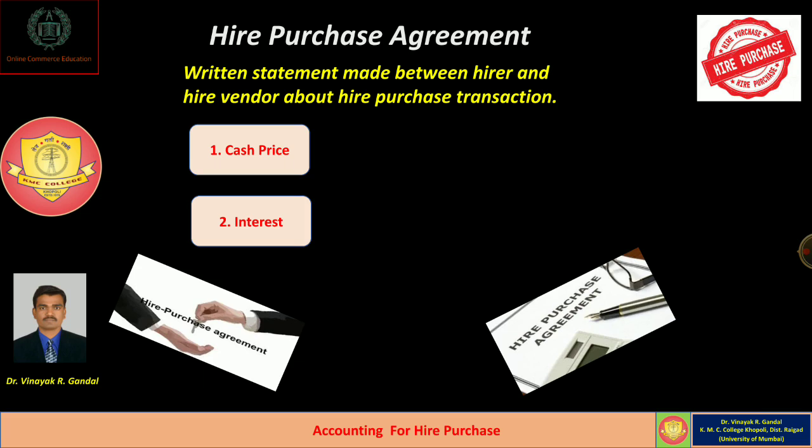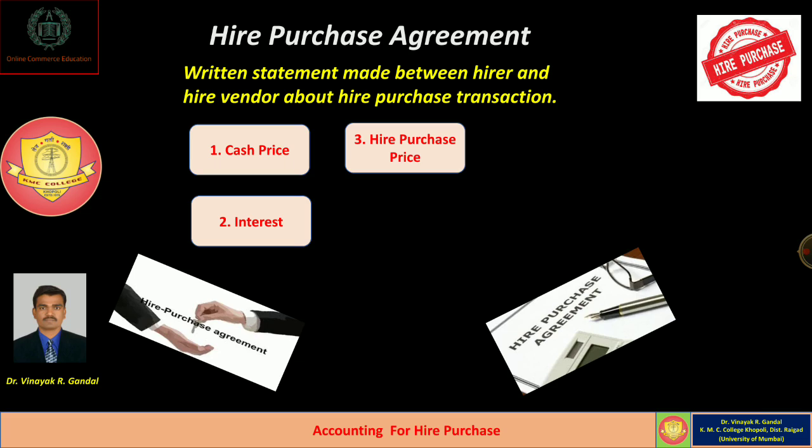Okay. The second content of hire purchase agreement is interest, which means the description about the rate of interest must be mentioned in the agreement. Normally, the agreement states the rate of interest charged by the vendor on the unpaid amount. So we have to understand what interest is to be charged on the outstanding balance of cash price if an asset is purchased on hire purchase system.